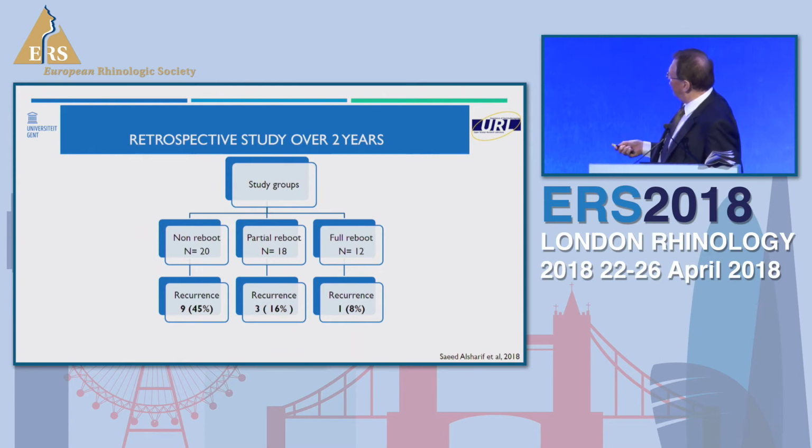If you go to partial reboot, you can reduce that to 16%, and if you go to the full reboot, all the sinuses, including the frontal sinus, are denuded and grow back newly. Then you have a recurrence which is less than 10%.